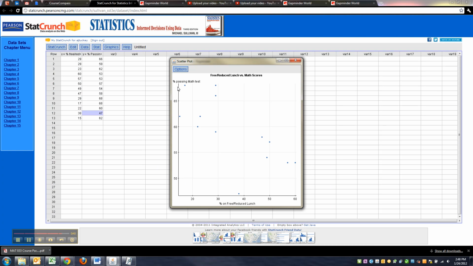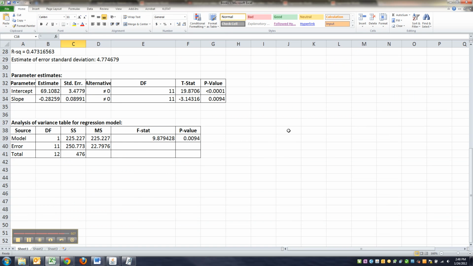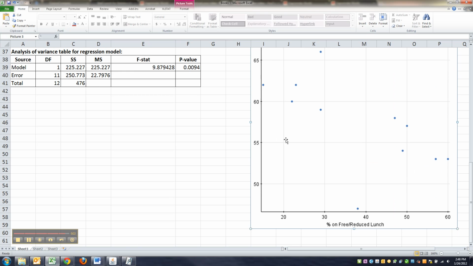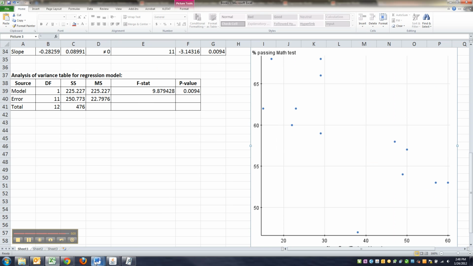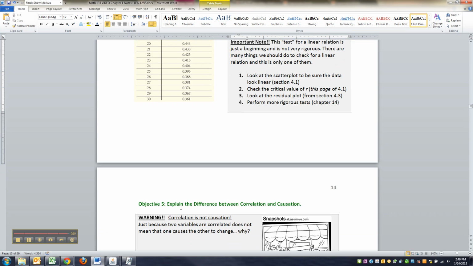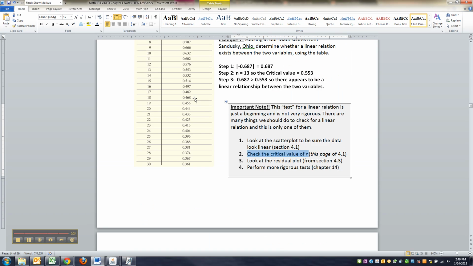Okay. So you can fiddle around with options when you're making the scatter plot in the first place. You can fiddle around with what you want your scale to be, and then of course you could always copy and paste this into Excel, Word, wherever you want to put it. Okay, so that's another way to gauge how strong that relationship is. And then we're going to learn some other values, namely looking at a residual plot, which we'll talk about in section 4.3, and there's other stuff in chapter 14. All right. Checking the critical value, by the way, is what we just did here on this page.